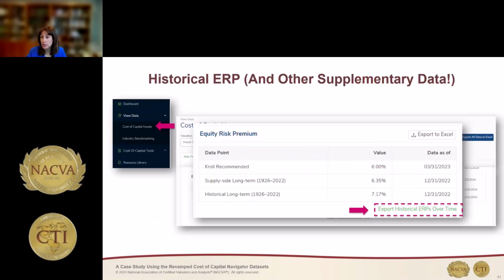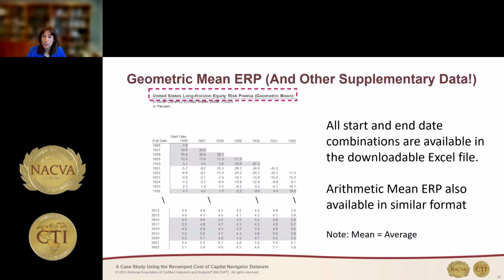So the other thing you could do, because those are set decades, but you may want your own period that you want to look at history. And so you can actually export all of these historical ERPs over time into an Excel spreadsheet. You just click on it, and then you'll see every single start date and ending date.